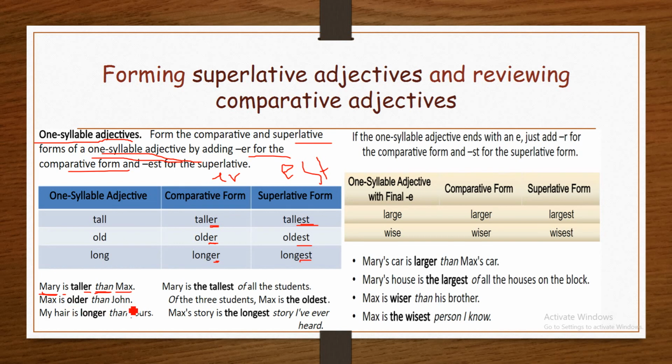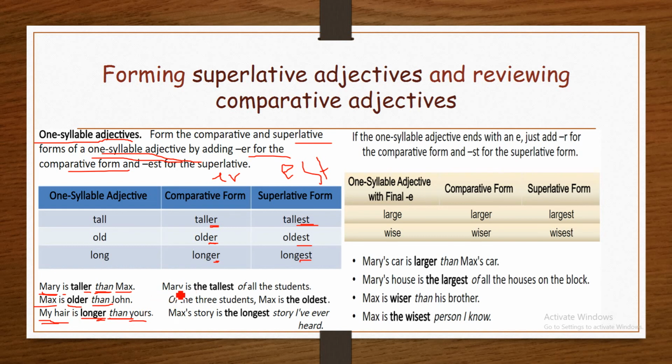Max is older than John. Here also we have a comparative adjective. We have two objects. We have than. My hair is longer than yours. My hair and yours are the two objects. Longer is a comparative adjective. How do you know? Because it has er, and we have than in the sentence.